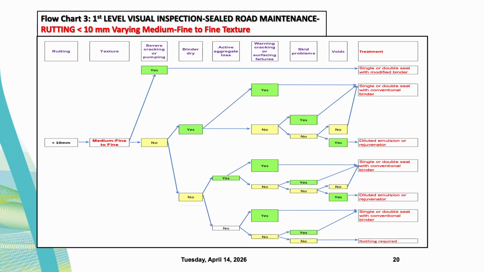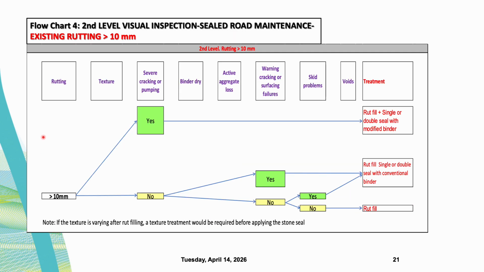Going to the next one, flowchart 4, same principle, second level visual inspection on sealed road. Rutting is high. Rutting is higher than 10. There's no texture problem, but there could be cracking, yes or no.